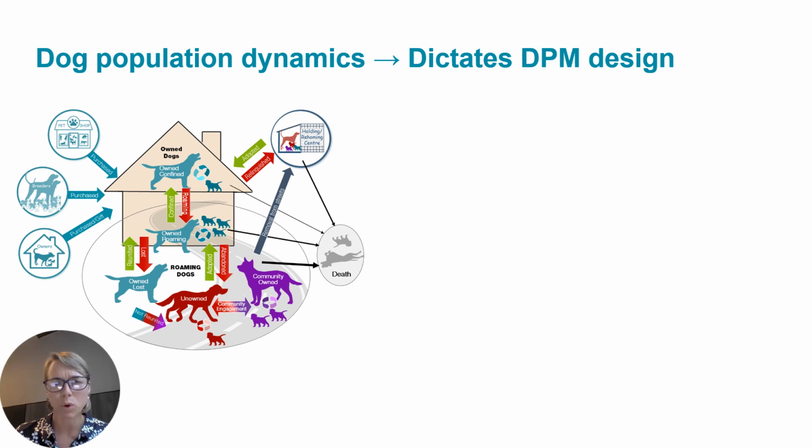When we look at the dog population as a whole, as this system of interconnected subpopulations, we can start to see all the population dynamic processes that need to be addressed. So when I say comprehensive DPM, I mean the DPM services match the dynamics that are a priority in that population. And population dynamics differ not just between countries, but between communities within countries, varying between urban and rural, and communities with different religious and economic backgrounds.